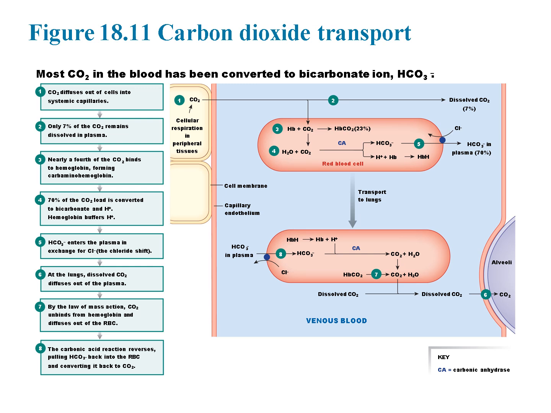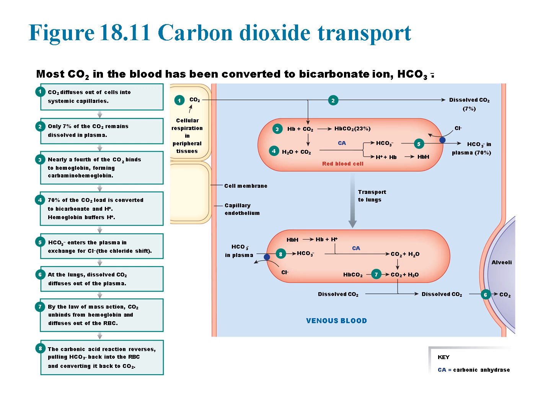As carbon dioxide is produced by cellular respiration, it diffuses out of cells and into the systemic capillaries. Only about 7% of the carbon dioxide remains dissolved in plasma. Nearly a quarter of it binds directly to hemoglobin, forming carbaminohemoglobin. However, the majority, around 70%, is converted into bicarbonate ions.